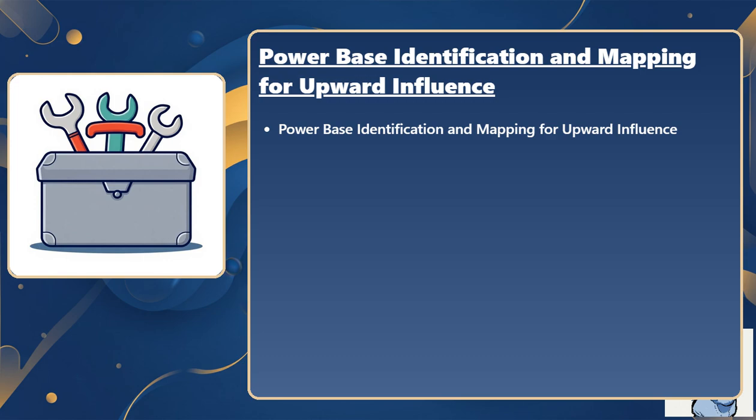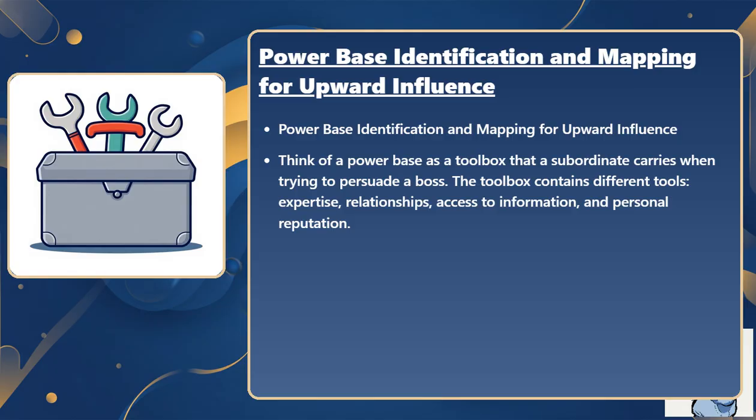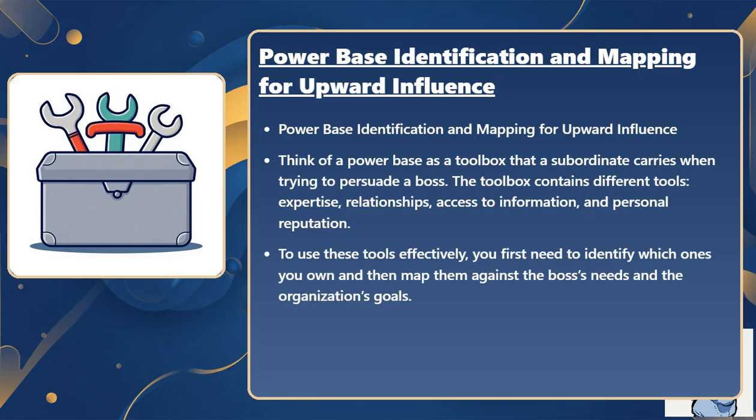Power base identification and mapping for upward influence. Think of a power base as a toolbox that a subordinate carries when trying to persuade a boss. The toolbox contains different tools: expertise, relationships, access to information, and personal reputation. To use these tools effectively, you first need to identify which ones you own, and then map them against the boss's needs and the organization's goals.